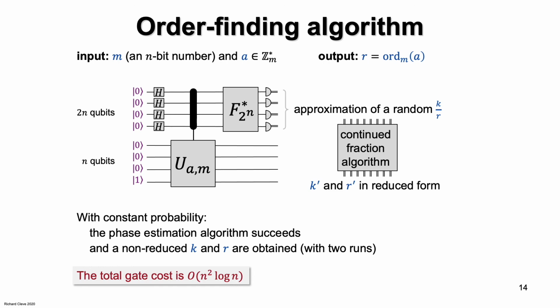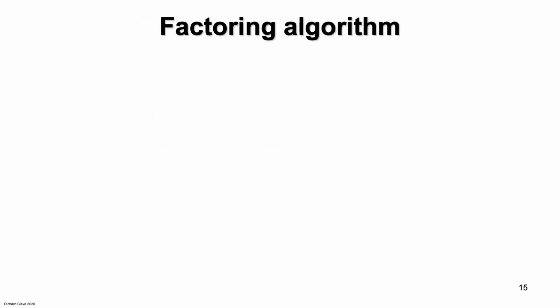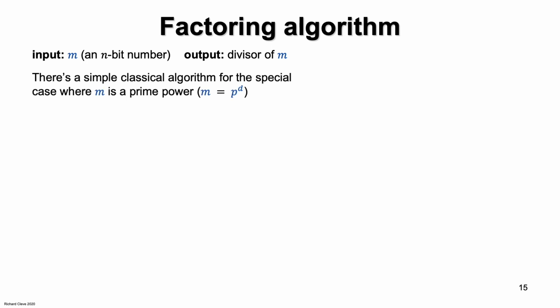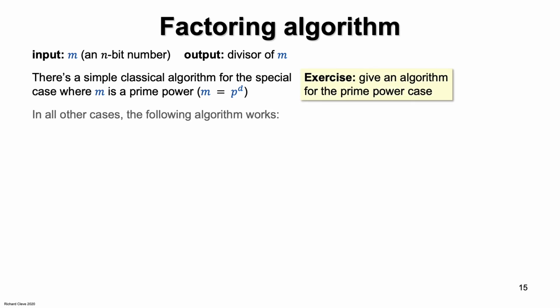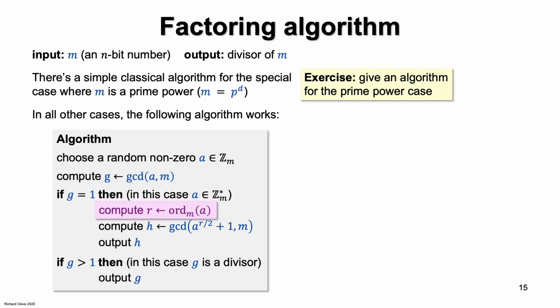Finally, let's get back to the factoring algorithm based on the order finding algorithm. The input to the factoring algorithm is m, an n-bit integer, and the output should be a non-trivial divisor of m. The algorithm that I'll describe works when m is not a prime power. There is a simple classical algorithm for the case of prime powers that I'll leave as an exercise. The algorithm chooses a random non-zero element a from Zm. It first computes the GCD of a and m to check if a is in Z star m.